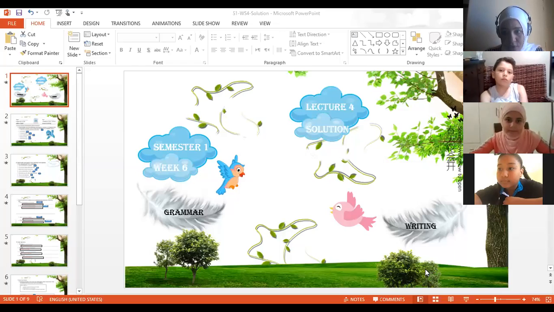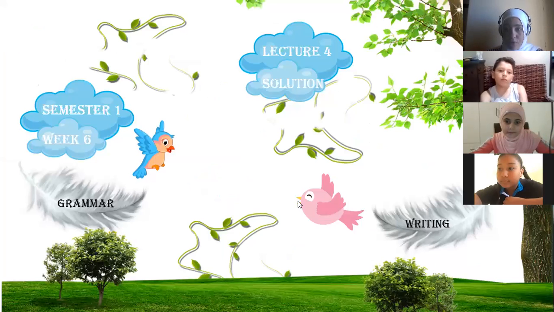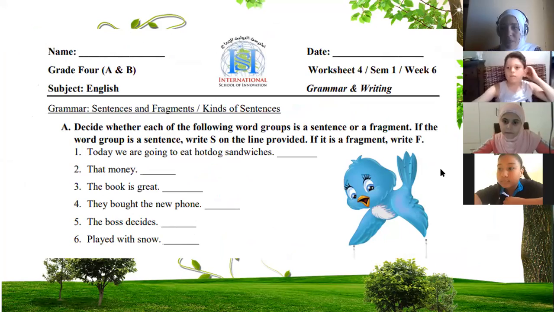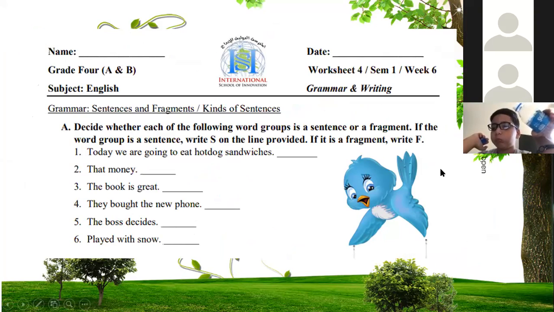Okay. So let me share the screen with the solution for the worksheet. I hope that all of you have tried to solve the worksheet. It's simple, not complicated at all. Exercise A says, decide whether each of the following word groups is a sentence or a fragment. I have to tell if it's a sentence or a fragment. If it's a complete sentence, I write S. If it's a fragment, I write F. Okay, let me start with Mira.